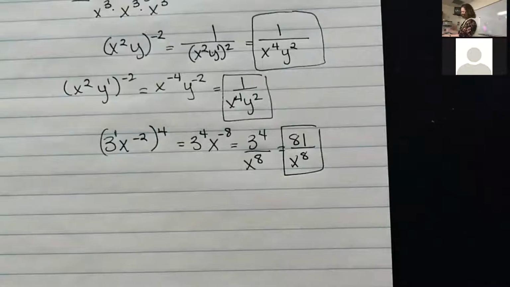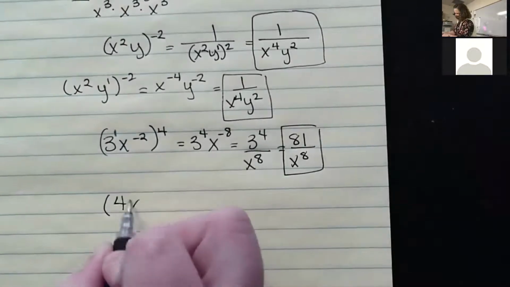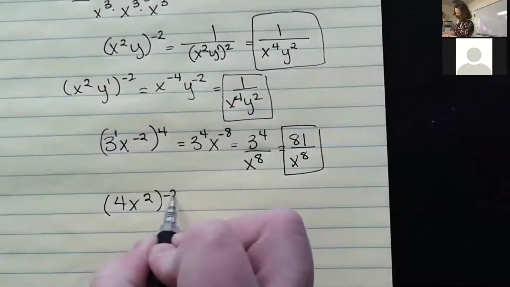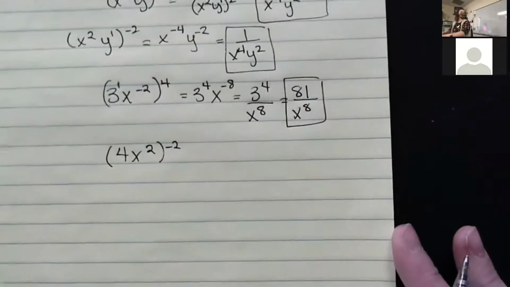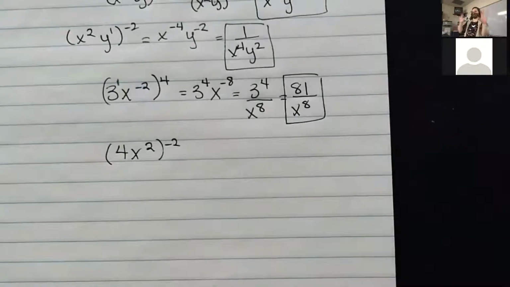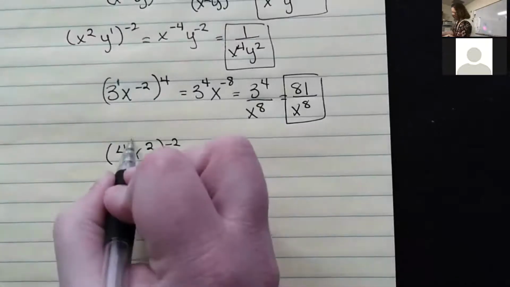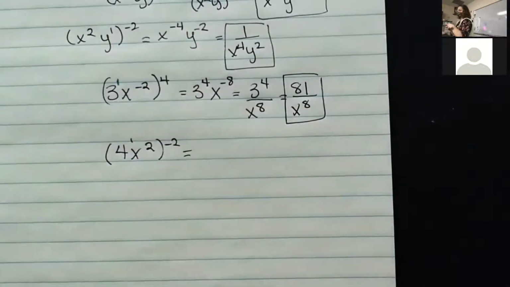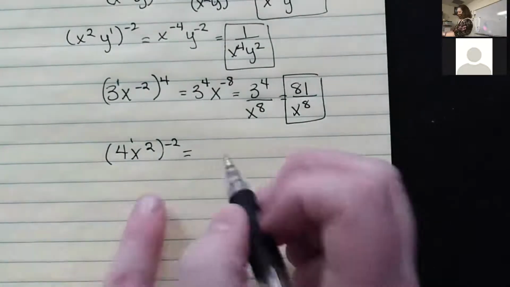Let's do one more. 4x squared all to the negative 2. I'll let you do some on your own on the worksheet. I will give you time to draw on your invisible 1. Now you can decide, do you want to bring it downstairs right away or do you want to just multiply it? Okay, right away.